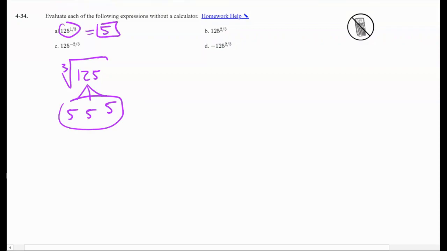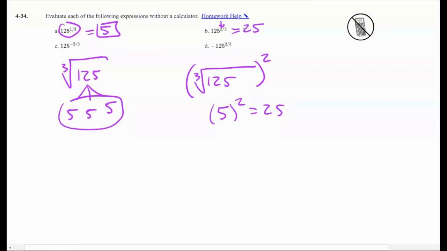Second one is 125 to the power of 2/3, which is exactly the same, except that 2 in the numerator of the exponent just means I'm squaring whatever answer I get after cube rooting. So since I know that this is 5, 5 squared is 25. So 125 to the power of 2/3 is just 25.